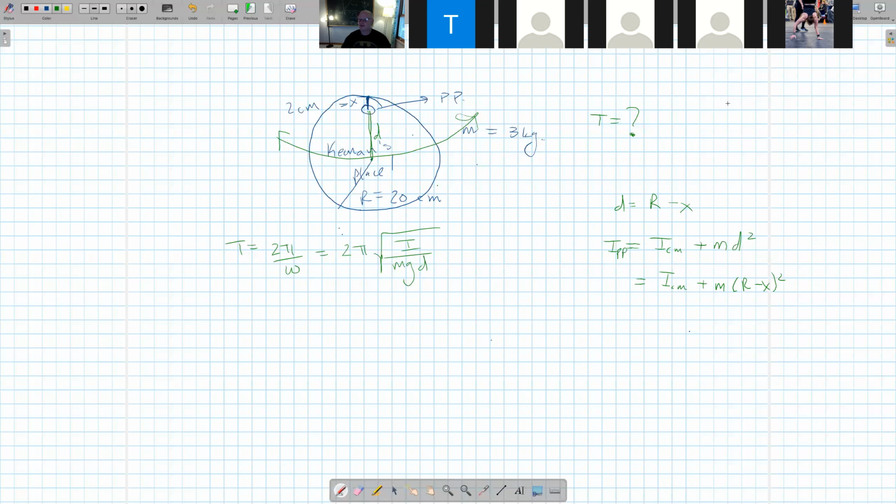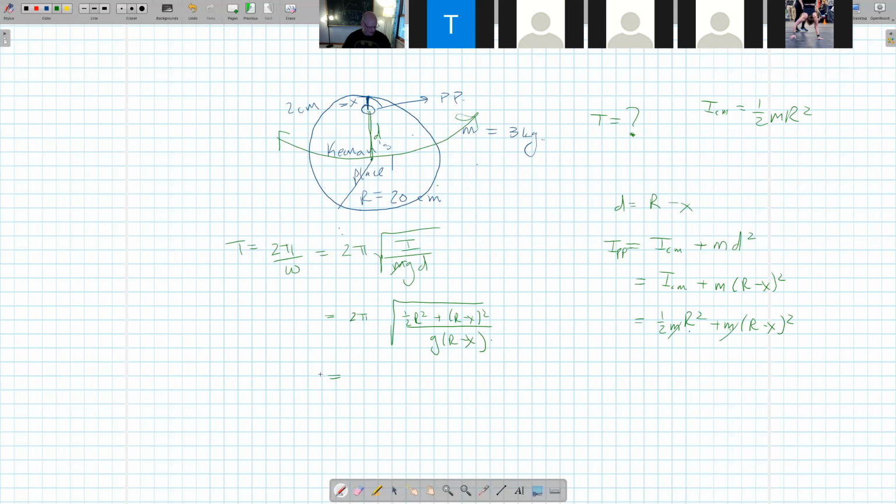Now, the moment of inertia about the center of mass for a solid disk is simply equal to 1/2 the mass of the disk times the radius of the disk squared. So in this case, this is the same thing as 1/2 the mass times the radius squared plus the mass times the radius minus x squared. If I put everything together, the mass is going to cancel out. So it's the same thing as 2 pi times the square root of 1/2 of the radius squared plus the radius minus x squared, all divided by g times the radius minus x. Okay.